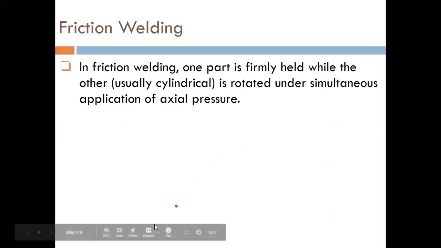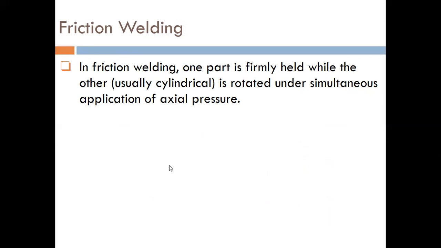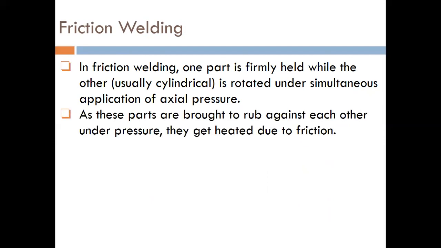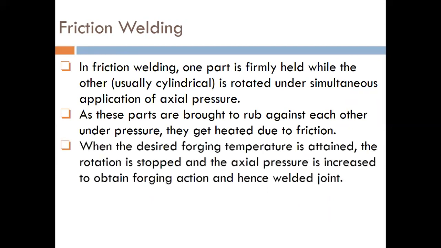So in friction welding one part is firmly held while the other is rotated under application of axial pressure. One part rotates with the application of axial pressure and one part is stationary. As these parts rub against each other under pressure, they get heated due to friction.